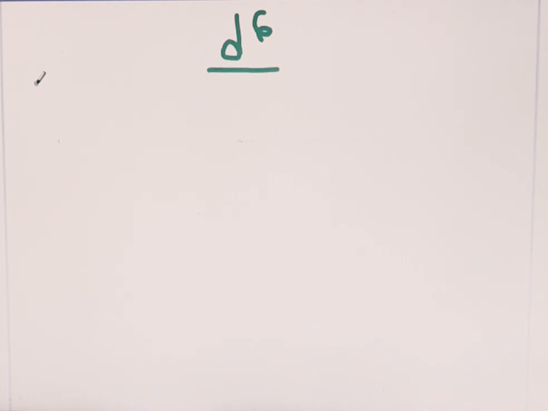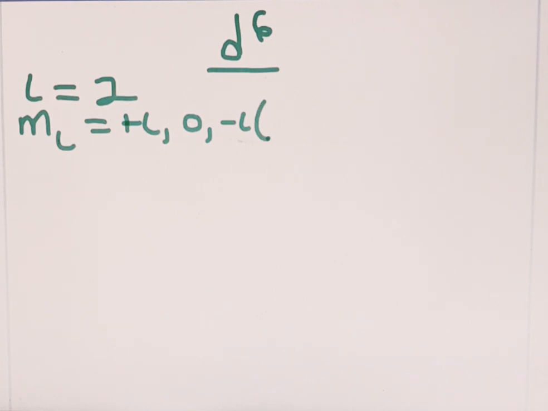First of all, we need to write down the angular orbital quantum number, represented by L. For d orbital, it is 2. Then the magnetic quantum number begins from plus L, 0, and negative L. So since the L is 2, we begin from plus 2, plus 1, 0, negative 1, negative 2.